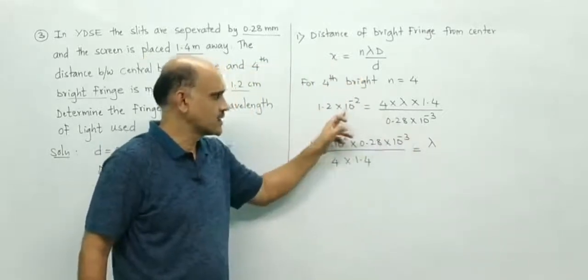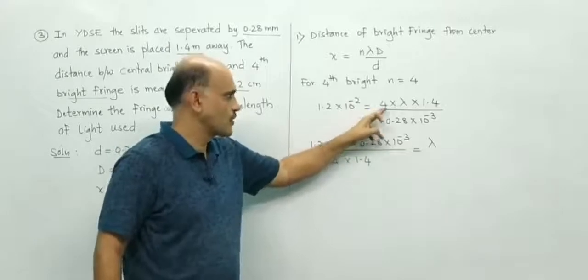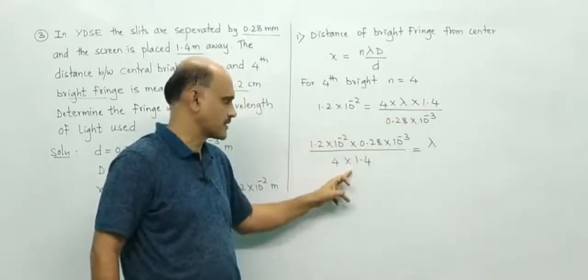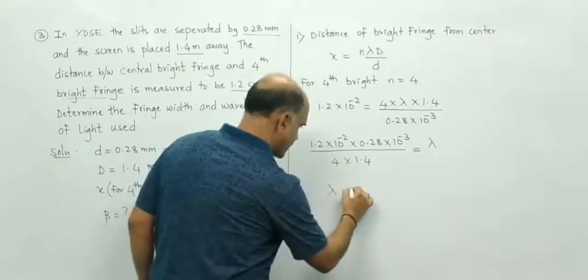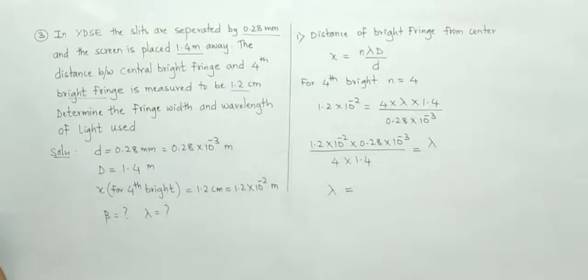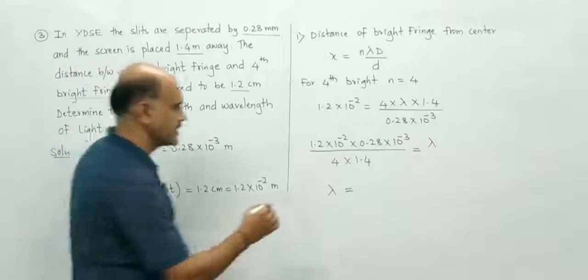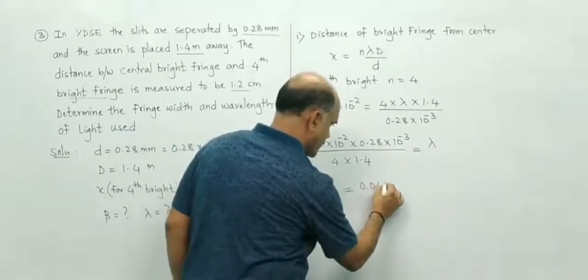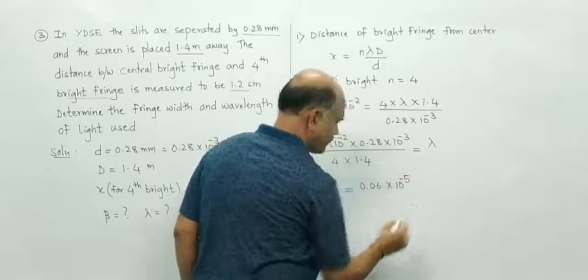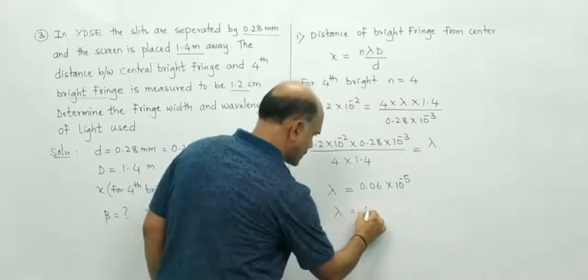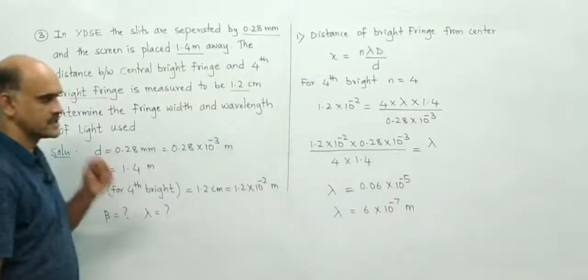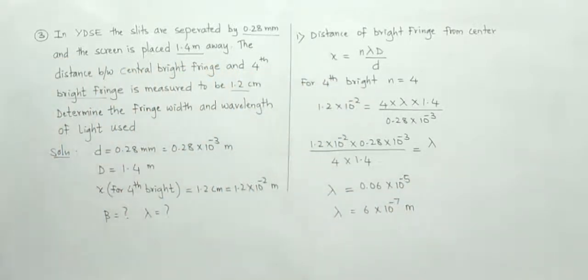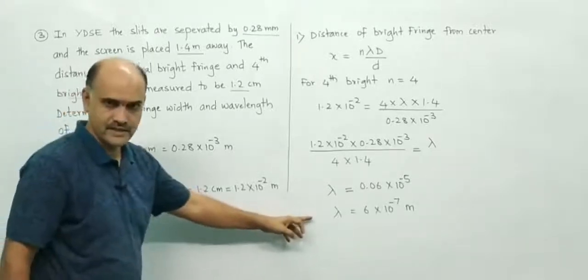When I bring this over, it comes in the numerator. 4 and 1.4 will come to the denominator. Now simplify this, you will get the value of lambda. So use calculator and simplify. So lambda will be 0.06 into 10 raised to minus 5, or you can say lambda is equal to 6 into 10 raised to minus 7 meters, that is wavelength.